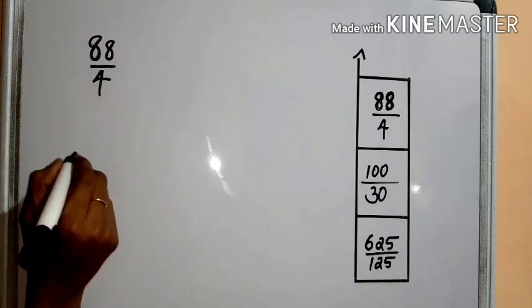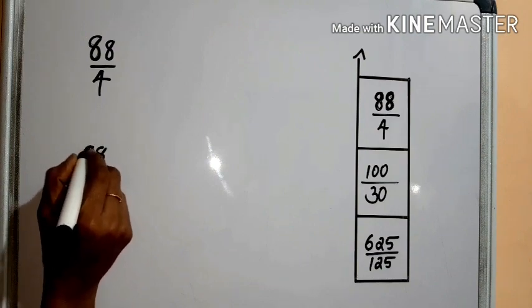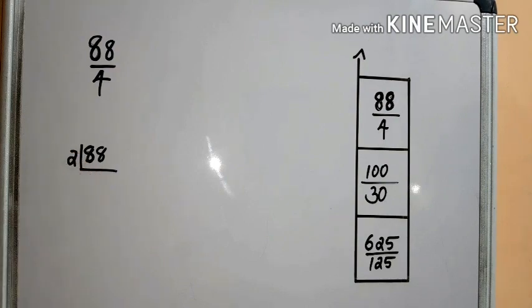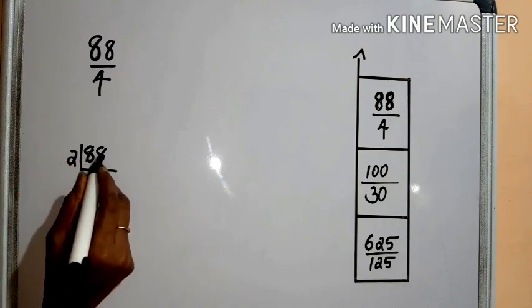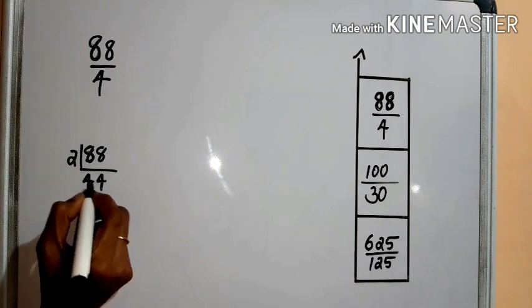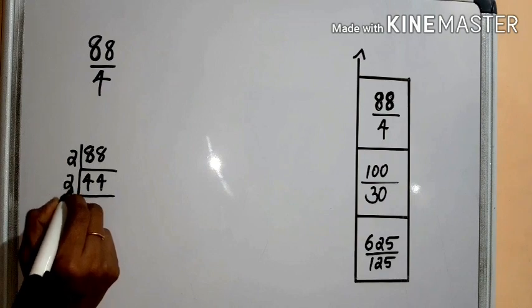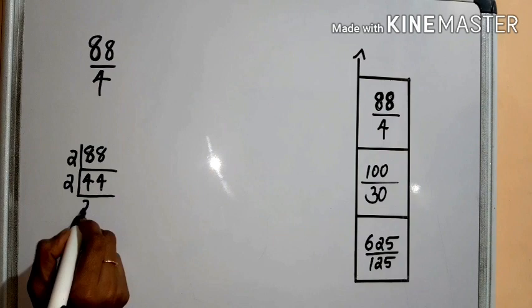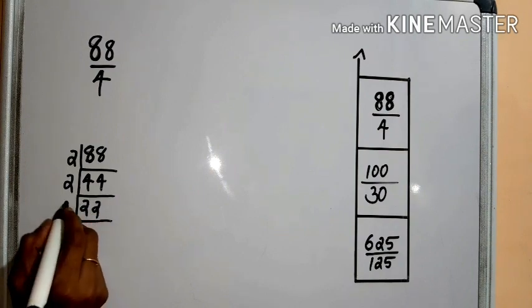Okay, let's try to do 88. It is an even number, right? So we can have here the smallest prime number 2. 88 by 2: from 8, how many 2's can we take away? 4 2's. From the next 8 also we can take away 4 2's. Again we have an even number, 2 is possible, right? From 4, how many 2's? 2 2's are 4. 2 2's are 4. Again we have an even number, so by 2.